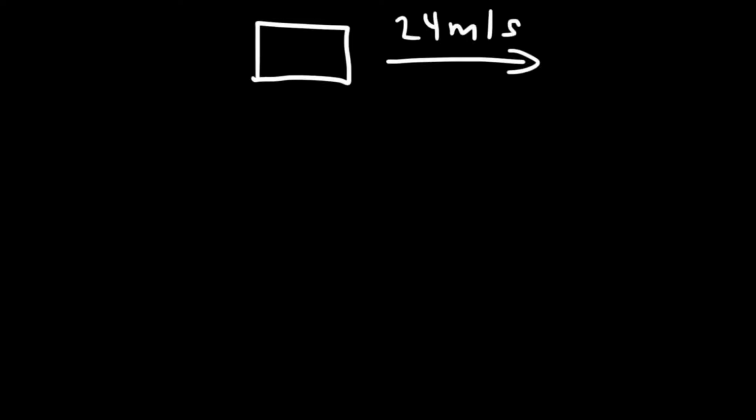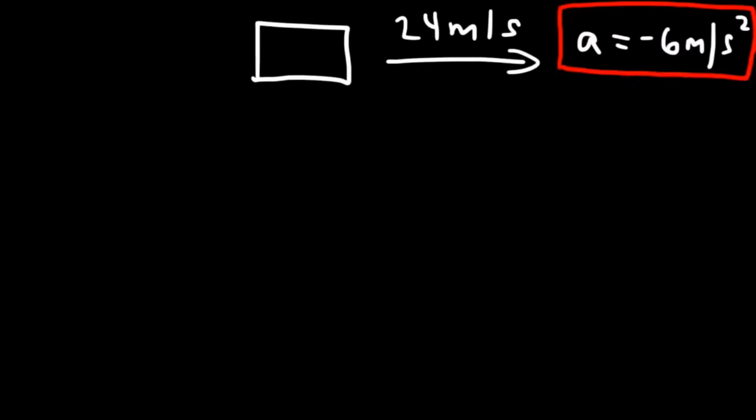Now let's say we have another object that is moving in the eastward direction at a speed of, let's say, 24 meters per second. But this time, let's say the acceleration is negative 6 meters per second squared. What's going on here? Is this object speeding up or slowing down? Whenever the acceleration and velocity have opposite signs, the object is slowing down. Whenever they have the same sign, it's speeding up.